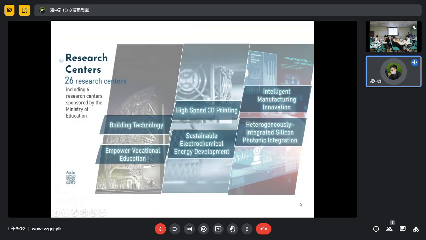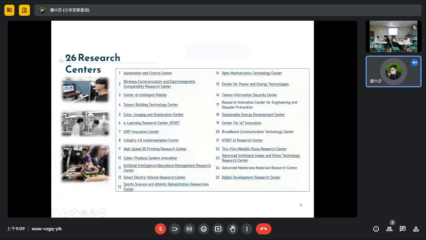There are also some research centers. I will just skip this part, as it is more related to research. I think you used the high-speed 3D printing research center's resources, so I want to mention that.